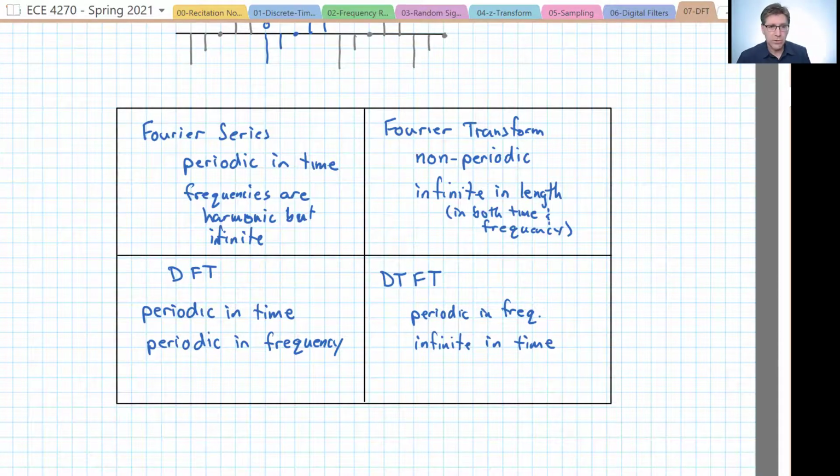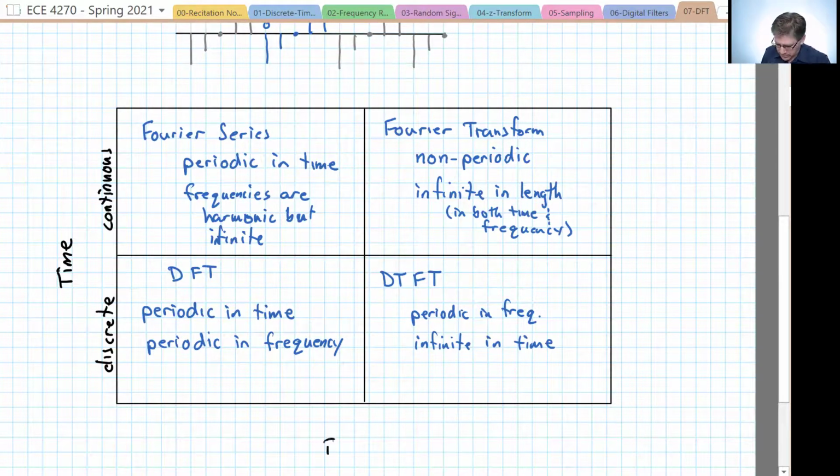So let's see if we can put a little structure around this. If we put time on this axis of our box, the upper box is continuous, and the lower box we have discrete. And here we have frequency, continuous and discrete. So now we've been exposed in some way to all of the flavors of the Fourier transform. One that's both discrete in time and frequency, the DFT, all the way up to continuous in time and frequency, which is the Fourier transform. And the thing to note here is that if you're discrete in one domain, you are continuous in the other.